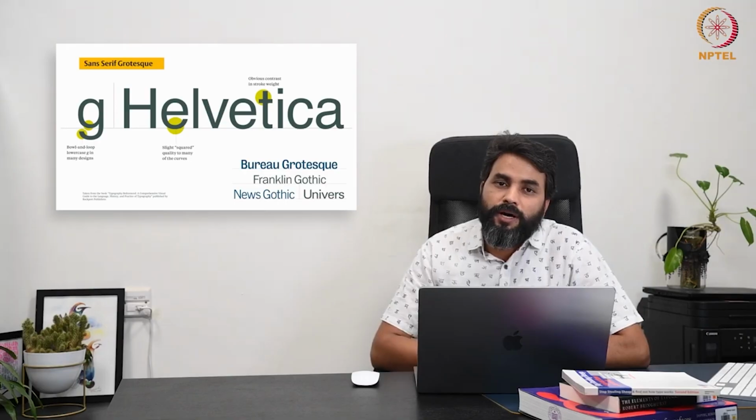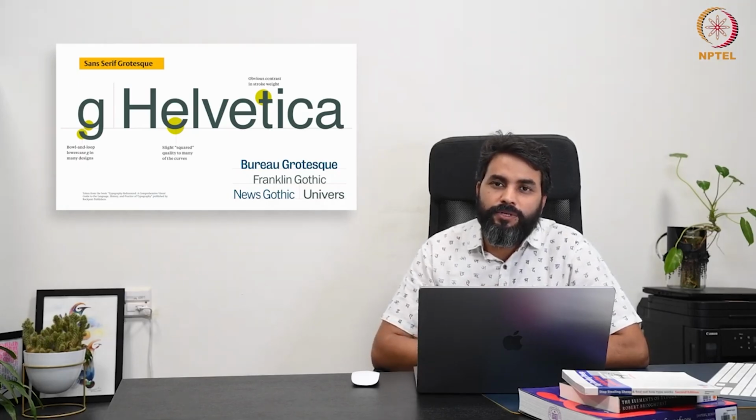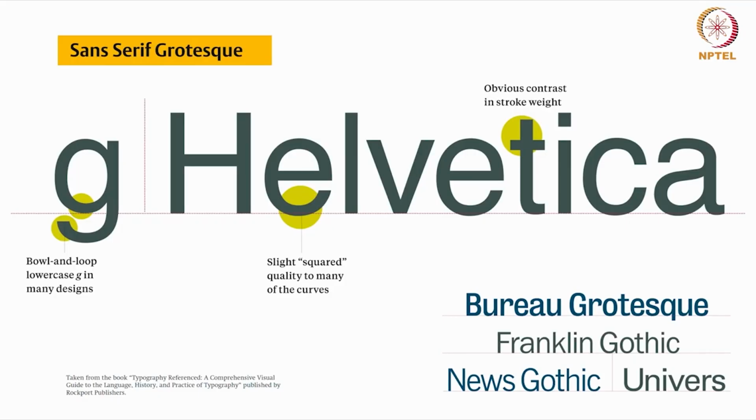Grotesque is one of the earliest styles of sans serif, where it has slightly irregular shapes with some contrast in thickness of the strokes. This style has a functional and sturdy appearance, often used in signage and branding. If you look into the examples, these include Akzidenz Grotesk and Franklin Gothic. So this is what we are talking about, the old grotesque style.